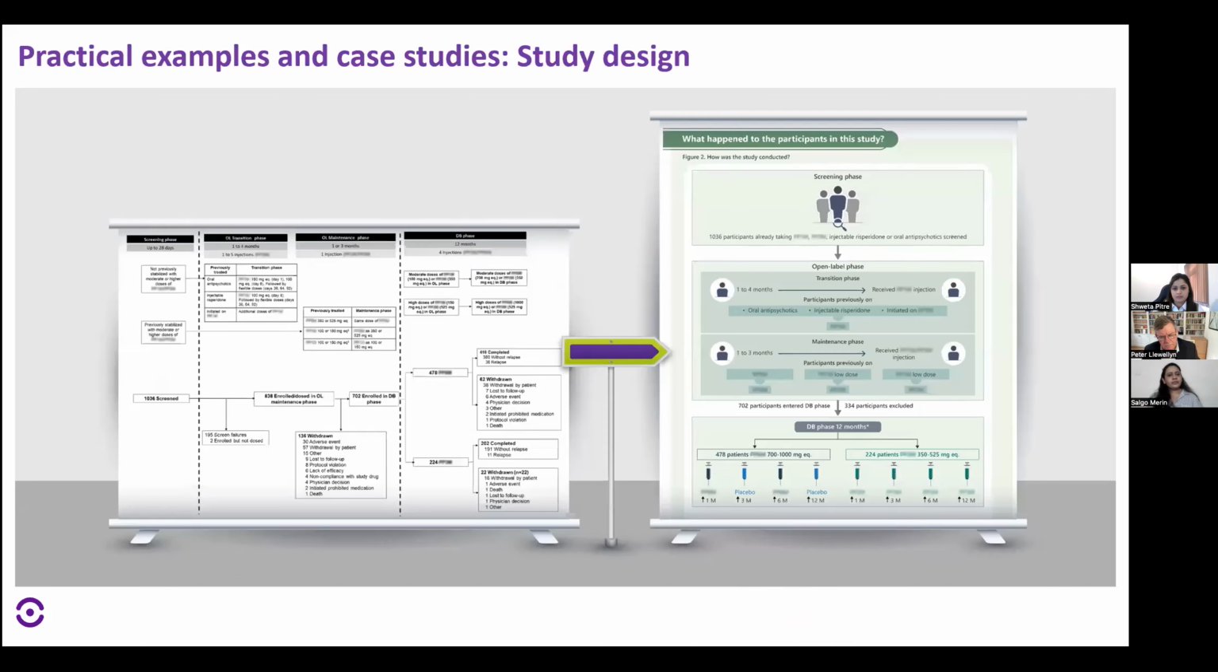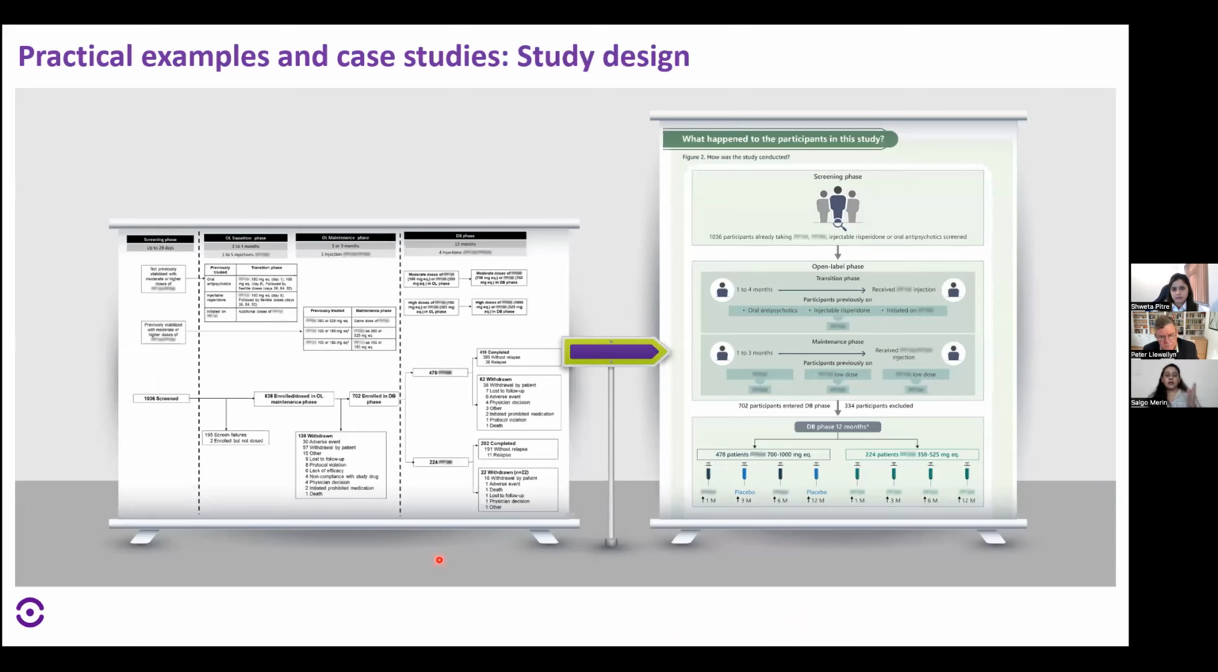Going forward, I would like to show you something very interesting. This is a study design which we had created. We all know that study design is one of the most important figures for any study within a publication.